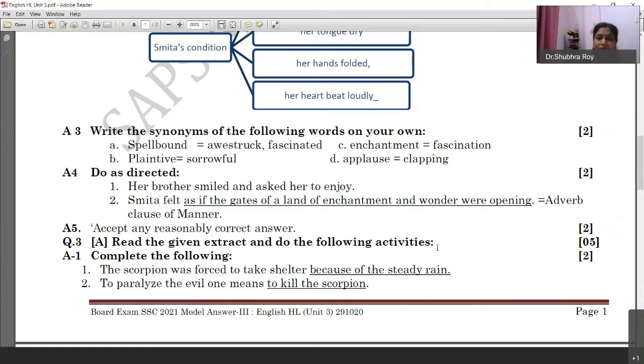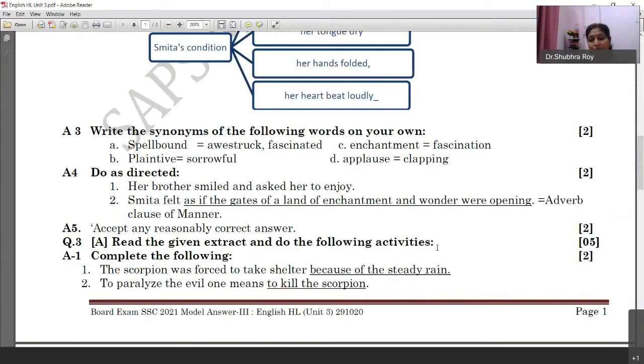Let's go to question number 3A. Read the given extract and do the following activities. Activity 1 is complete the following. Now, the moment you read the extract of the poem, you come to know that this is a poem titled The Night of the Scorpion. So you just have to find the answer from the given extract and write it down.